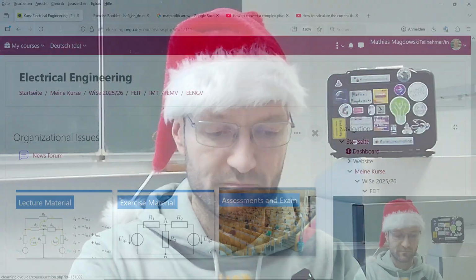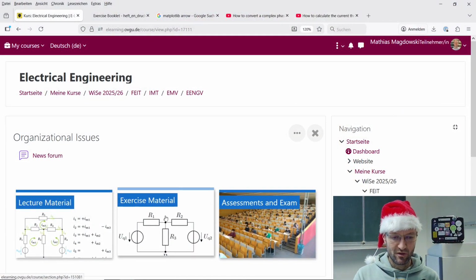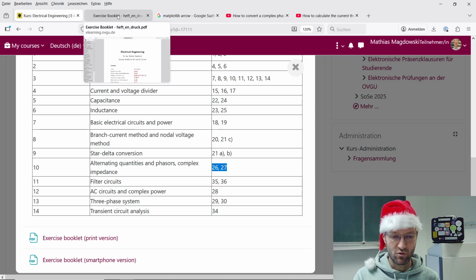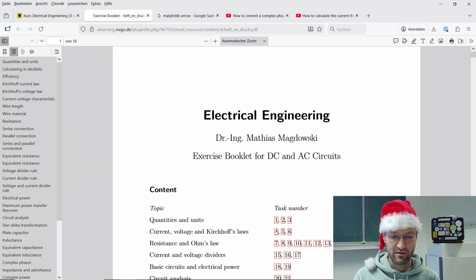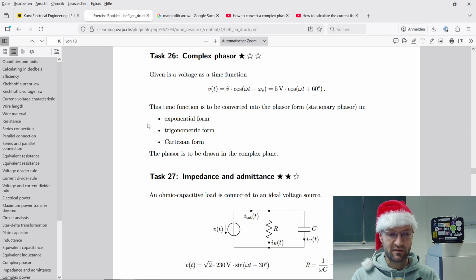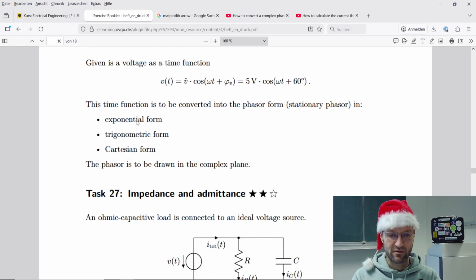And I will share my screen in a second. So according to our exercise table, the idea for today would be to discuss the tasks 26 and 27. And there are some more people joining the room. And I've already opened up the exercise booklet. So here is this task 26. It's on complex phasor calculations.